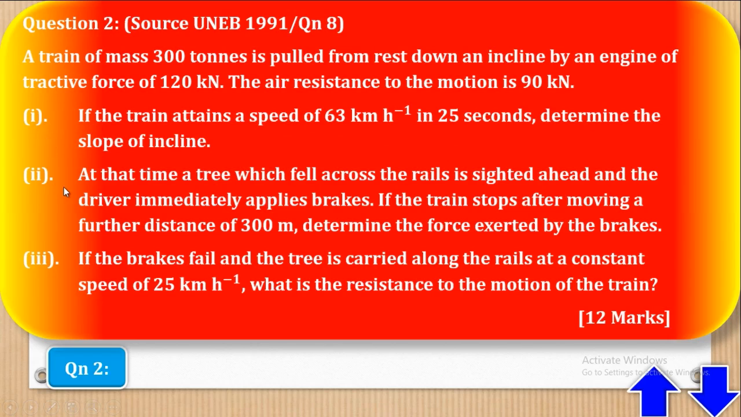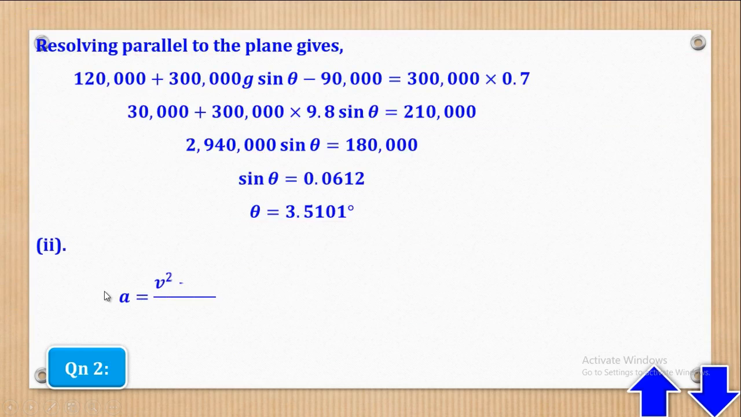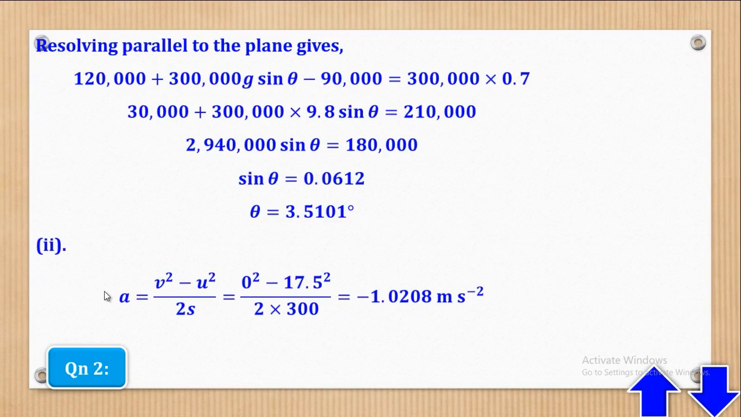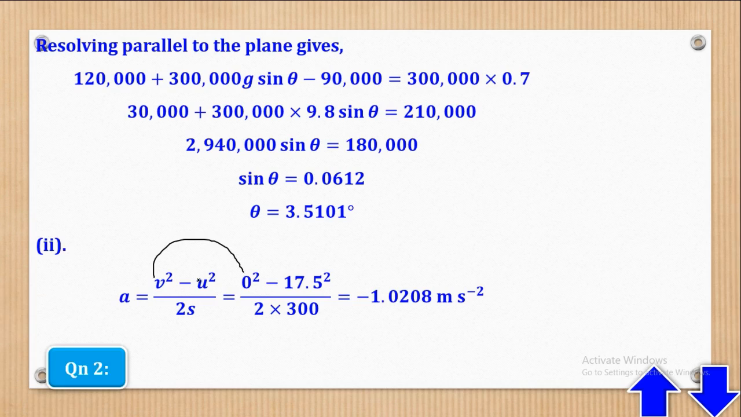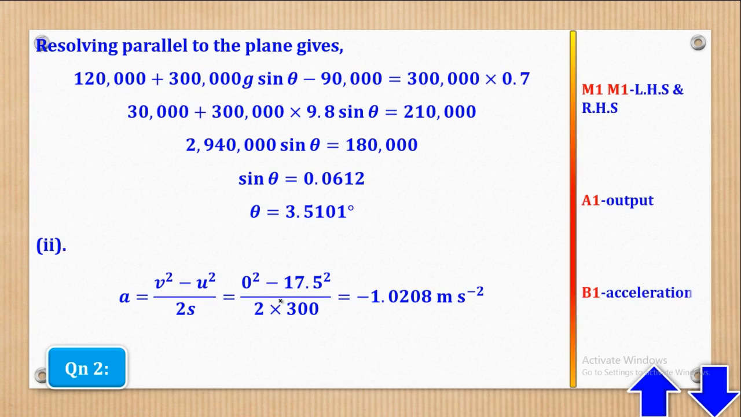Now Roman 2 said, at that time, a tree which fell across the rails is sighted ahead and the driver immediately applies brakes. If the train stops after moving a further distance of 300 meters, determine the force exerted by the brakes. First of all, using the third equation of motion, when it stops, the final velocity is 0, so we put 0 for v, and u is the velocity it was moving with, which is 17.5. s is 300 meters, therefore acceleration will be negative 1.0208.